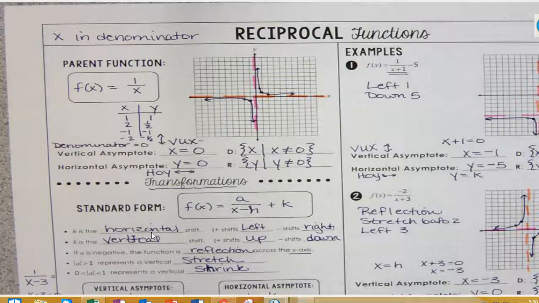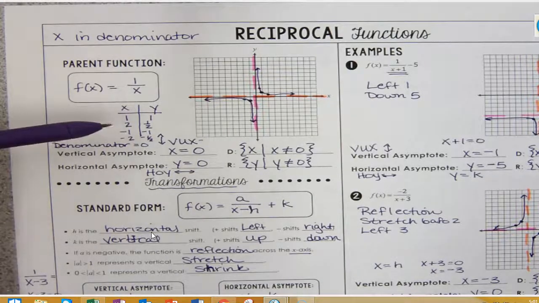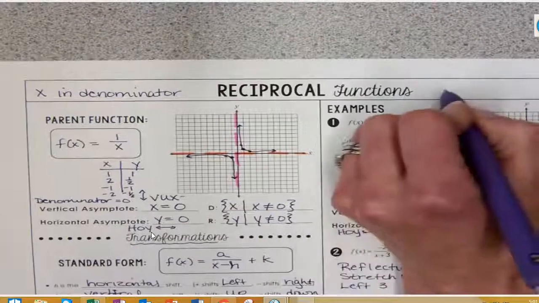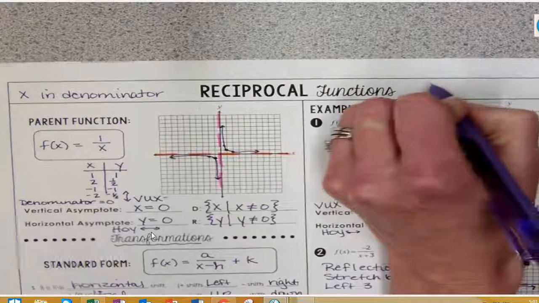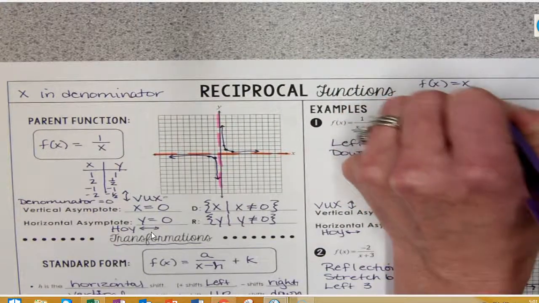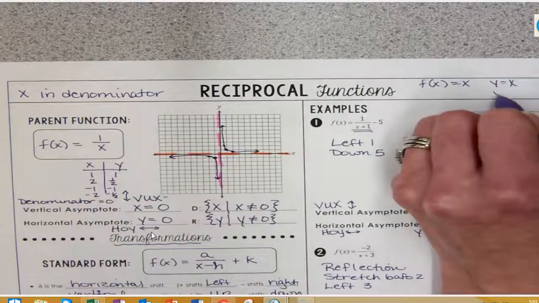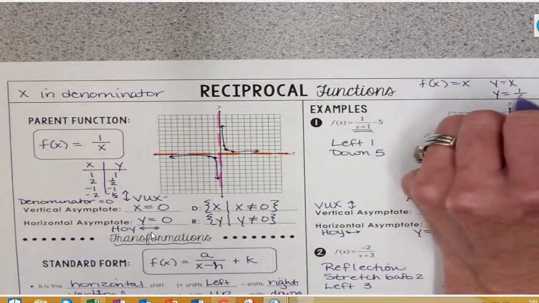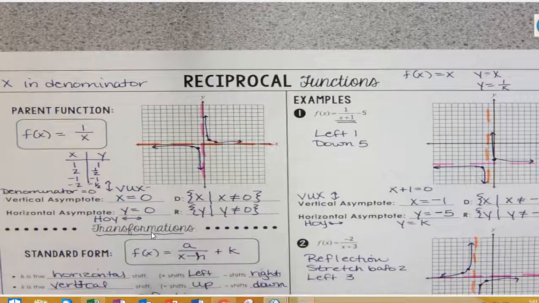All right, we're going to talk about rational functions, but I want to first point out the difference between reciprocal functions and rational functions. A reciprocal is basically when you take a number and flip it. We talked about f of x equals x, or y equals x. The reciprocal of this is basically just taking that x and putting 1 over it. That's what we're talking about with the reciprocal function.